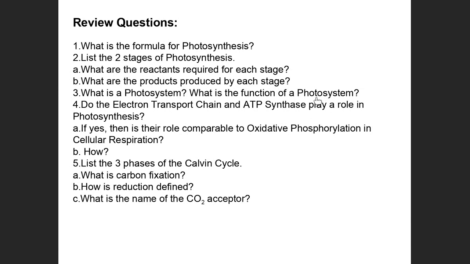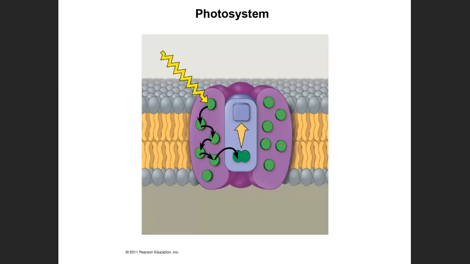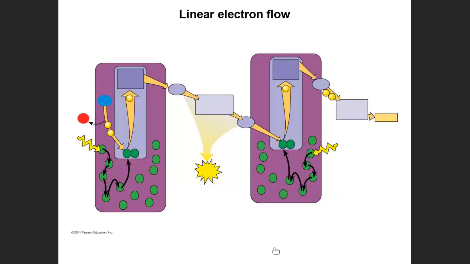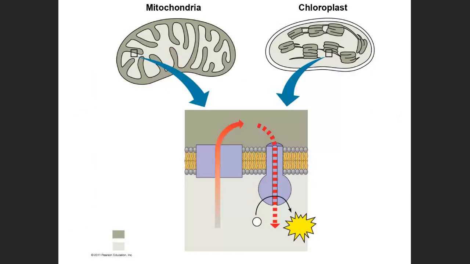So basically, what is the function of a photosystem? This is going to be tied into electron flow and the production of ATP and NADPH. It also asks here, do the electron transport chain and ATP synthase play a role in photosynthesis? Your answer should be yes. That is highlighted here. And that's what this is representing.